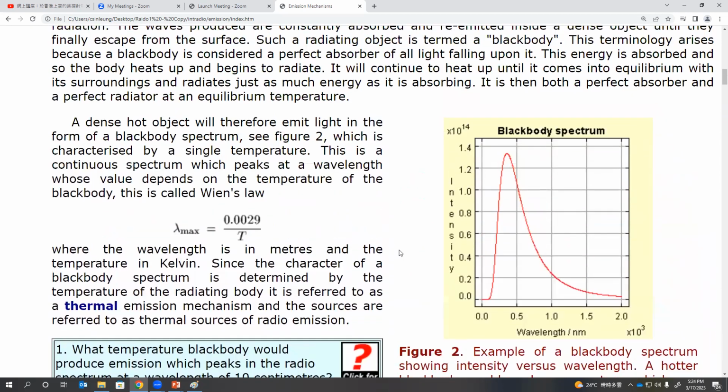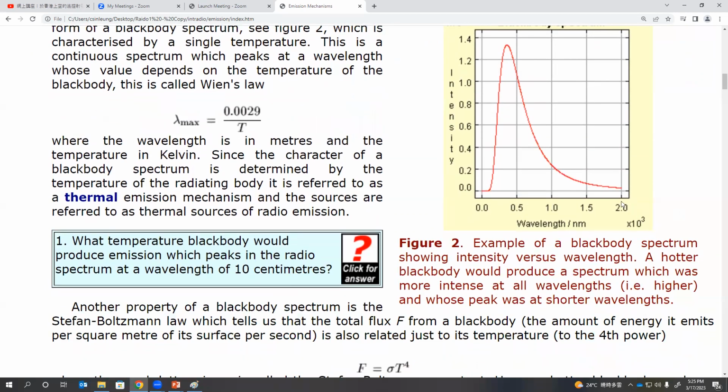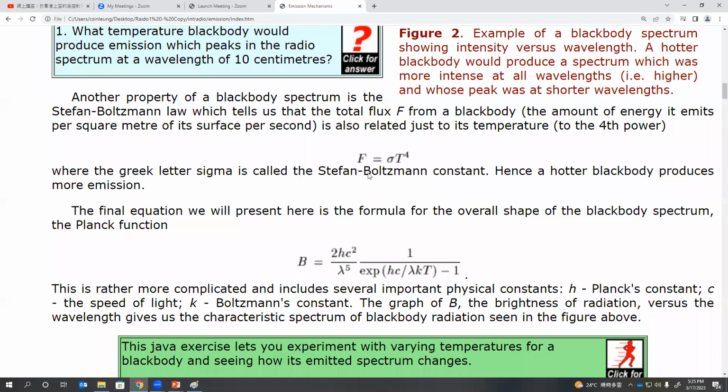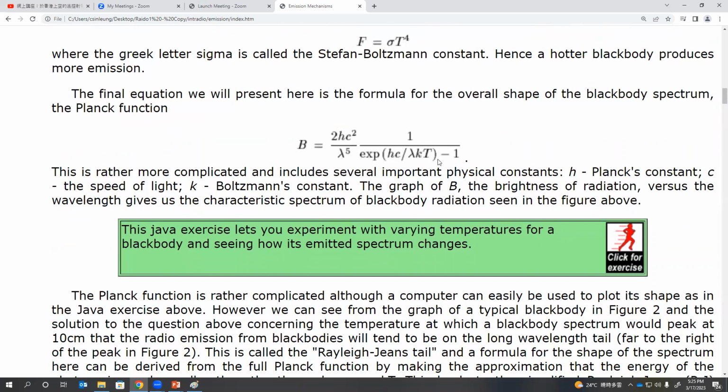However, for our case, for radio astronomers, the major focus is, just like this example, 10 cm. Here is 2 times 10 to the power 3 nanometer. If you keep going and continue to count on it, you can see that 10 cm may be in this position. So bear in mind this important Planck function, very useful for our discussion.